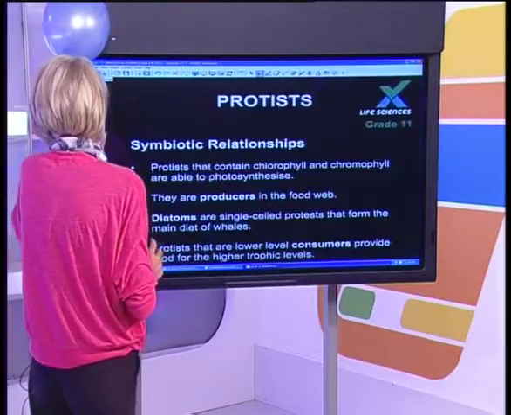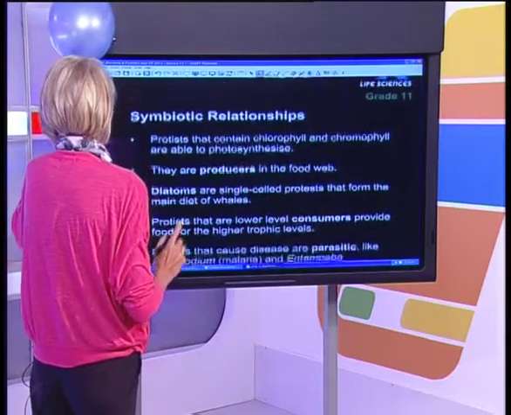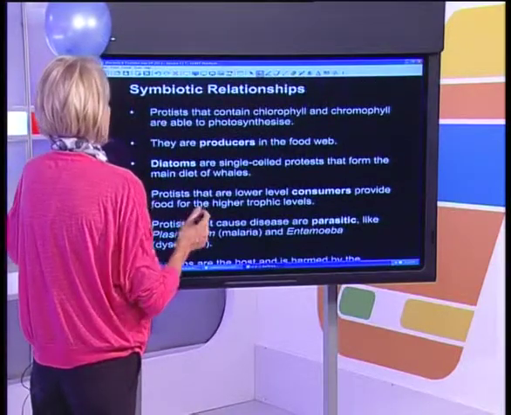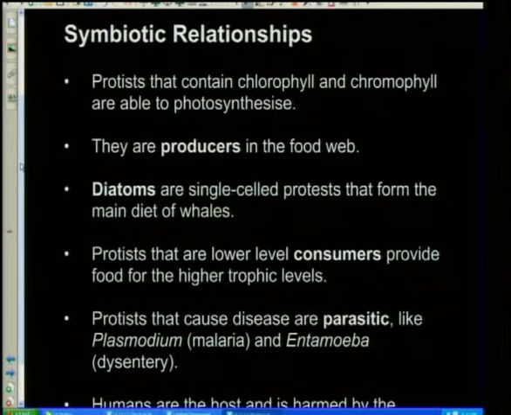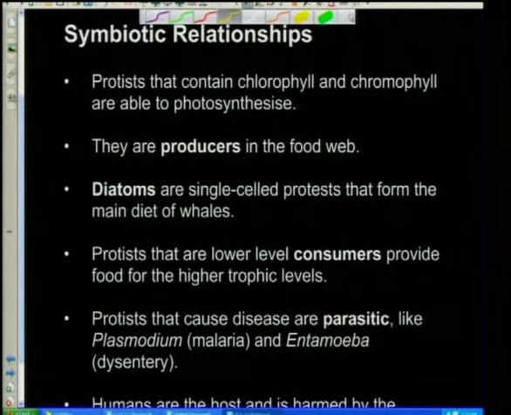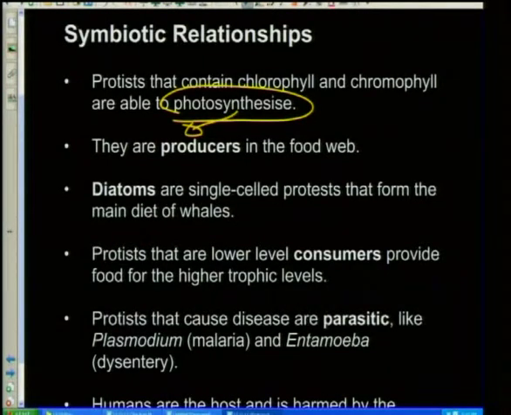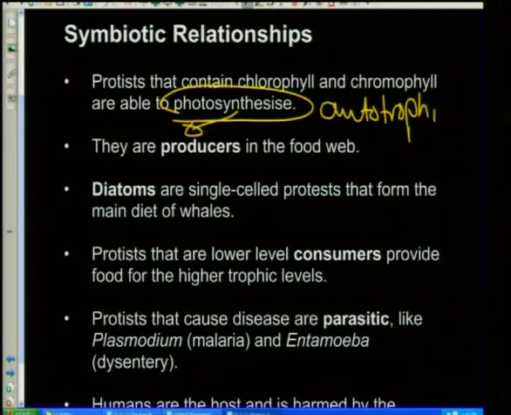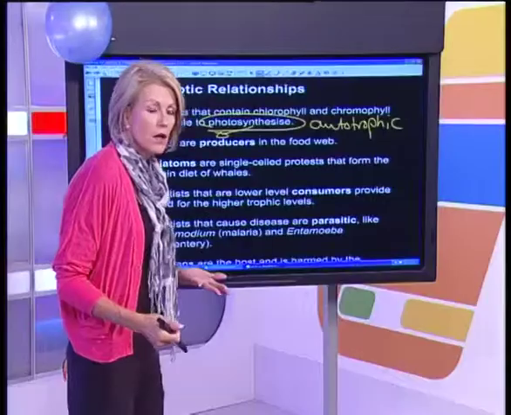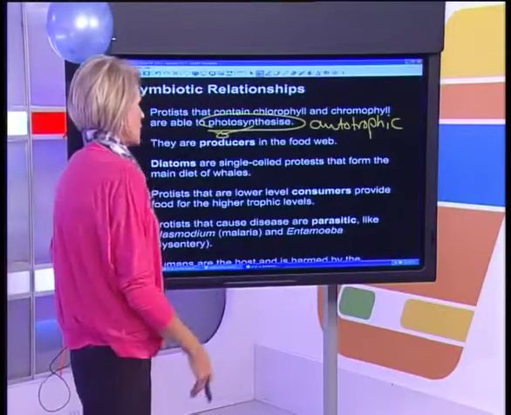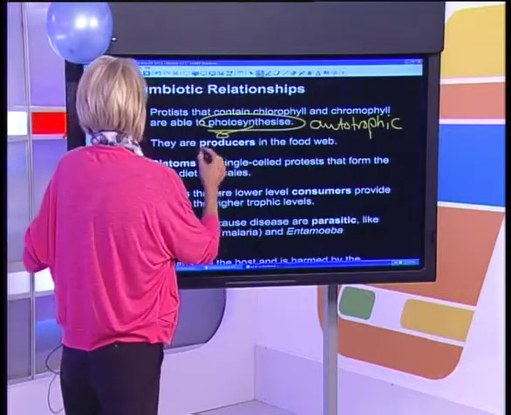All right, now if we look at the symbiotic relationships, people, you need to know this. Okay, we've gone through this. You've got the chlorophyll and the chromophyll, and then we're going to have photosynthesis, which is why they are called producers in the whole food process, because it makes them autotrophic. And my gosh, if you don't know this by now, wow, you're never going to know it. So there we go. Producers.